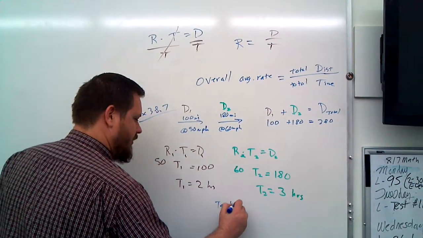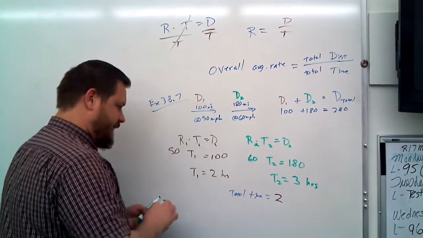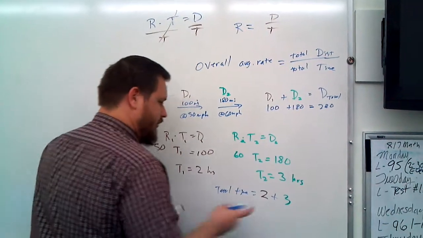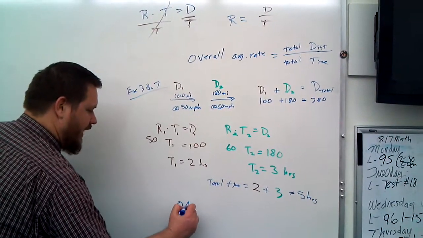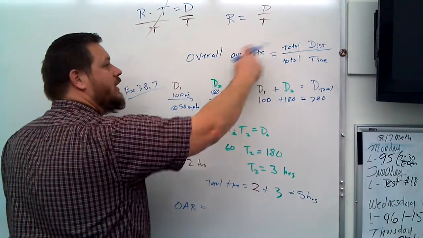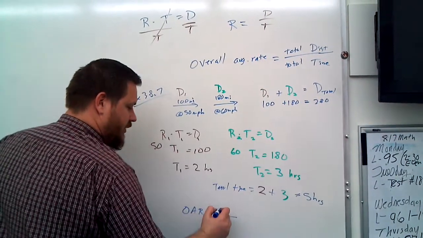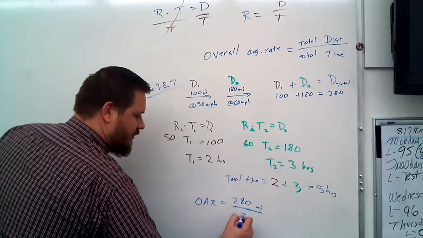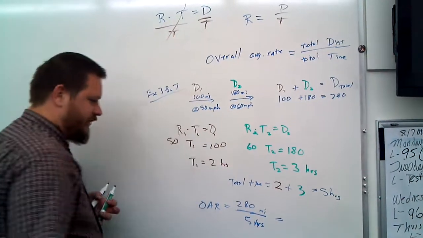The total time is the time spent on the first leg of the journey plus the time spent on the second leg of the journey, which is a total of 5 hours. So the overall average rate is the total distance divided by the total time. Total distance, 280 miles. Total time, 5 hours.